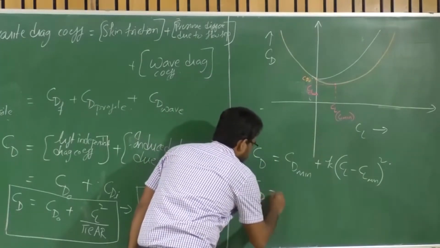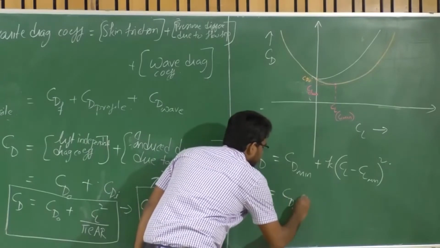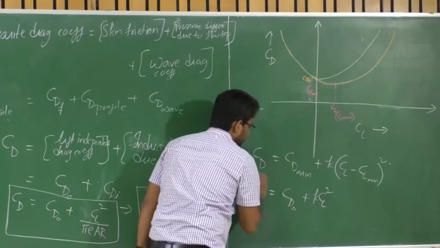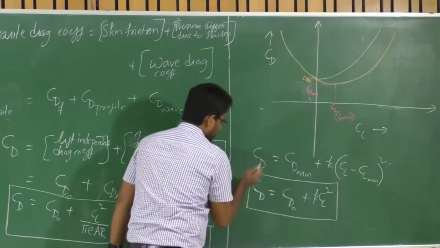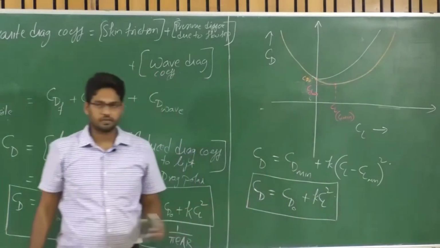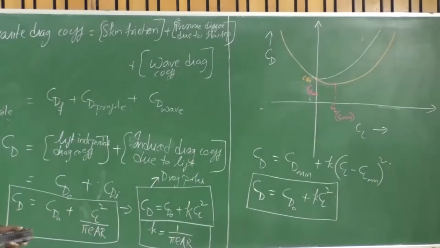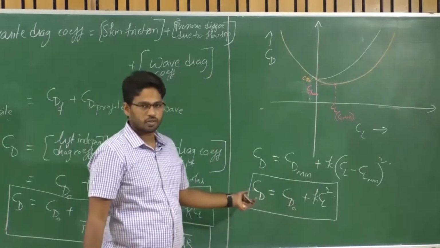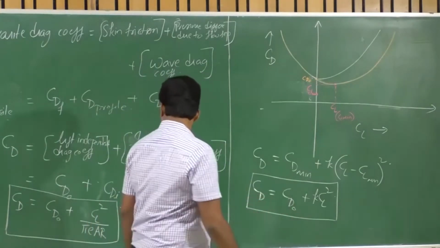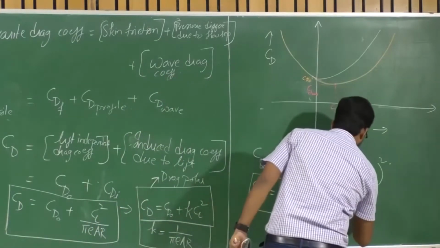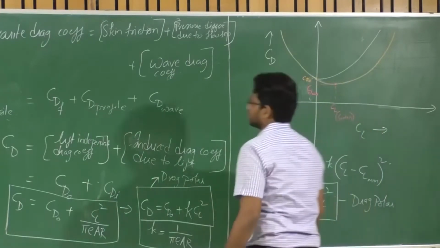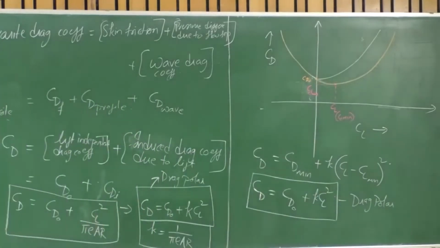So from now we will use this particular equation, CD naught, the lift independent drag coefficient, plus the lift induced drag coefficient, to represent CD. This is the equation that we are going to use for the entire course. And the equation is known as drag polar, as I told you.